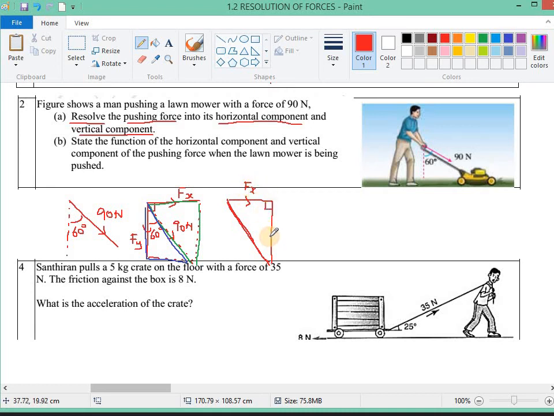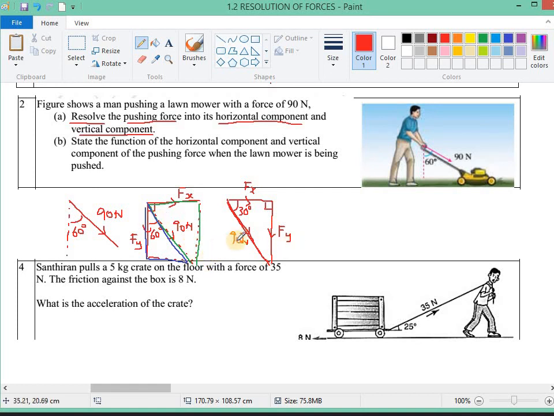This is 90 degree, and because this is 60, here it is 30 degree. This one is the 90 Newton. Because this is a parallelogram, this length and this length are the same, and this length and this length are the same. So this length is the same as Fy. So this is the length that represents Fy also.